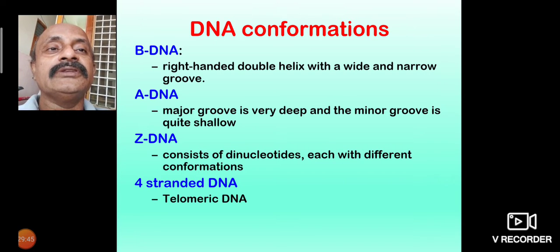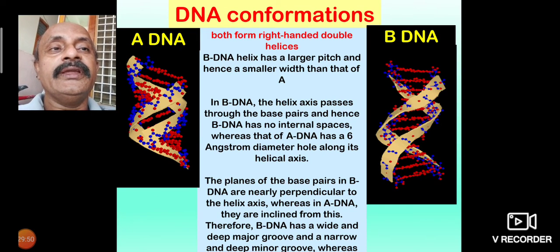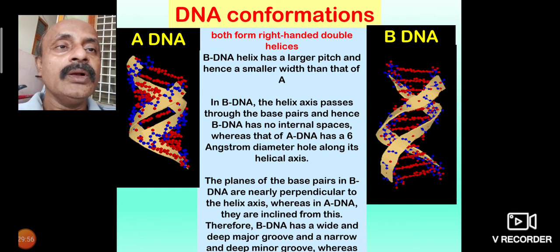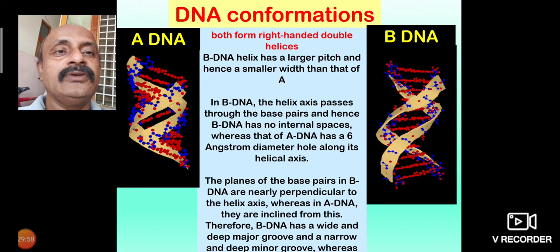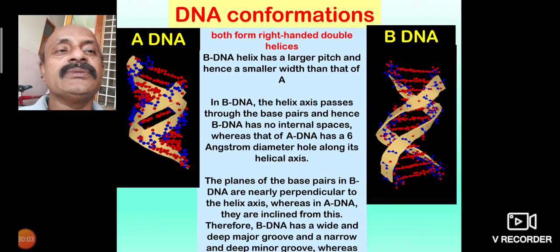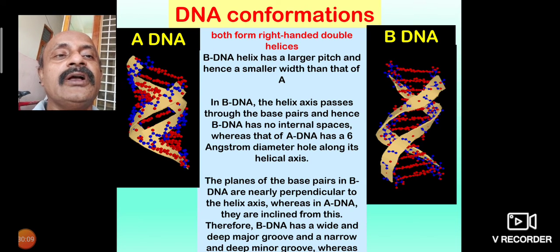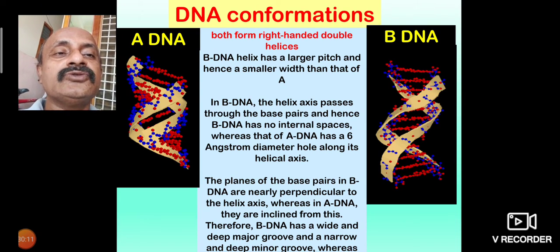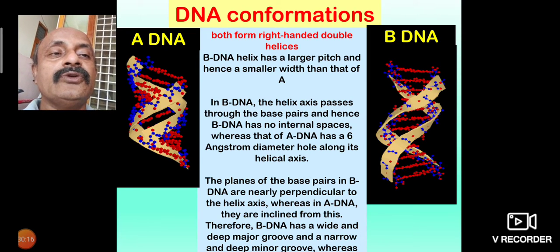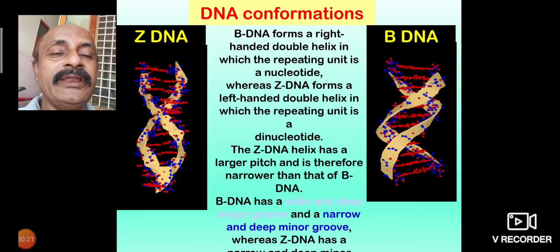These are also the major DNA conformations: A DNA, B DNA, and Z DNA. A DNA and B DNA both form right-handed double helices, but B DNA has a larger pitch and hence a smaller width than A DNA. In B DNA the helix axis passes through the base pairs, and hence B DNA has no interaction space.